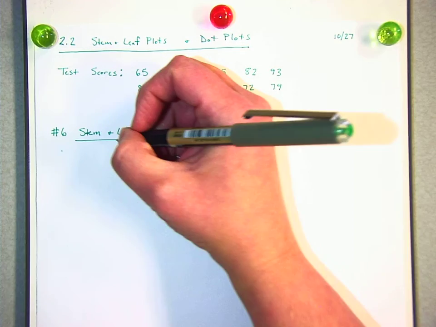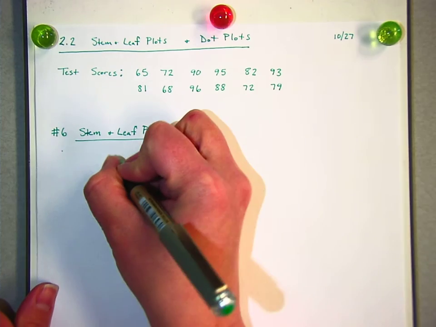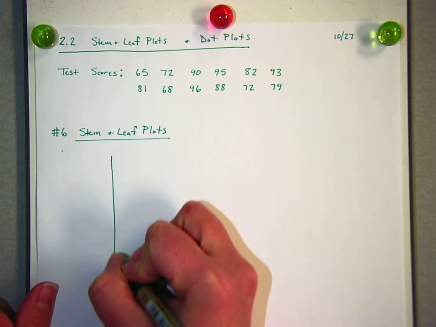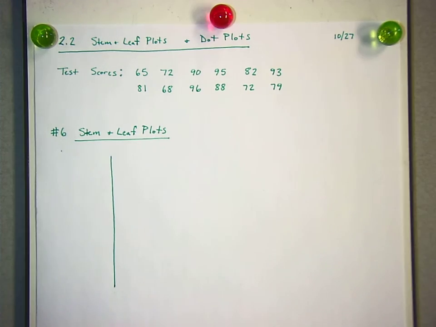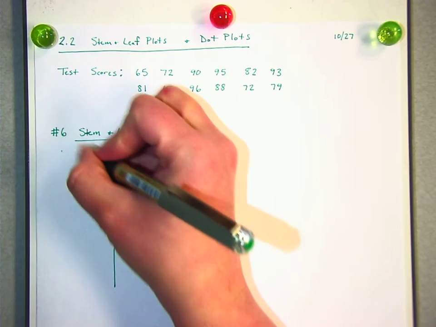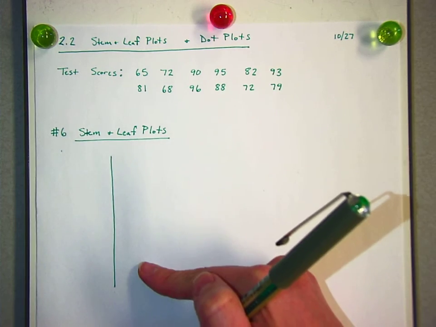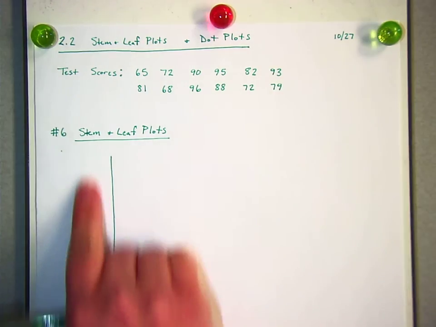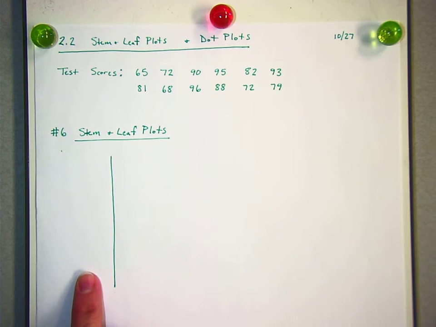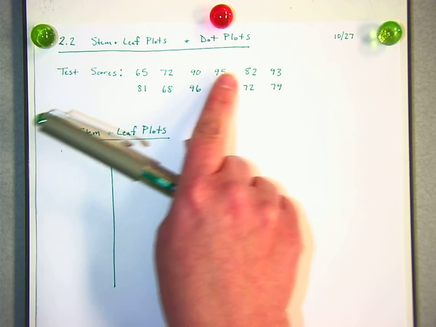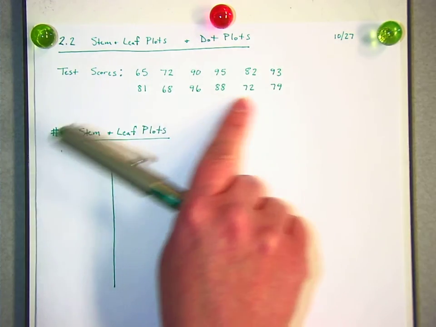So here's what a stem and leaf plot looks like. You've probably done this in some math class before now. You have a line going down, and on the left you have the stems, and on the right you have the leaves. The higher number is on the left. In this case, it would be the tens place. So this is really just a way to organize data.